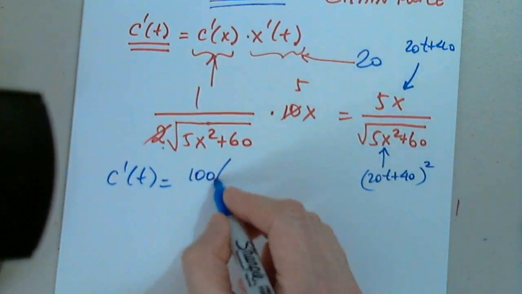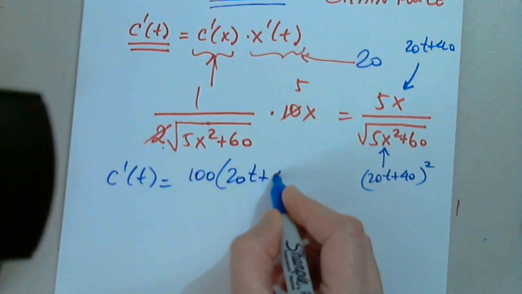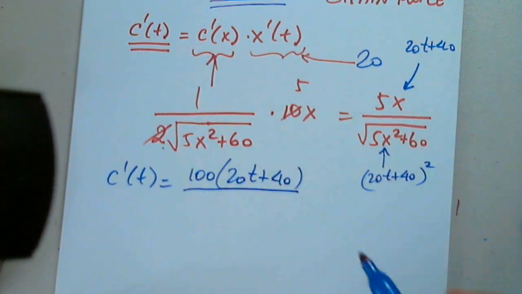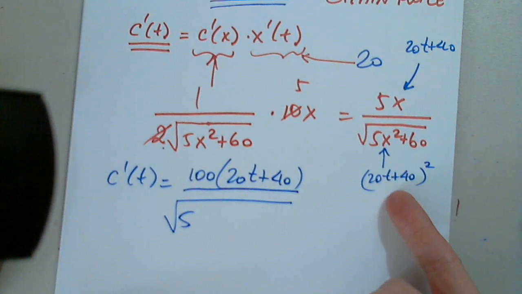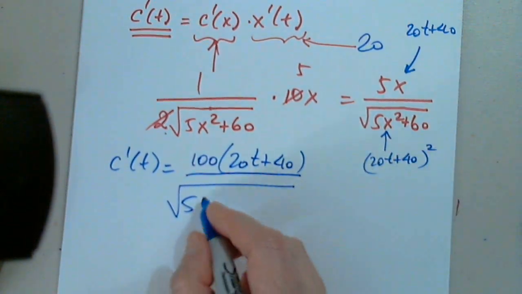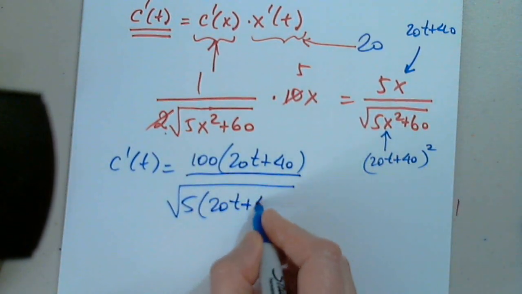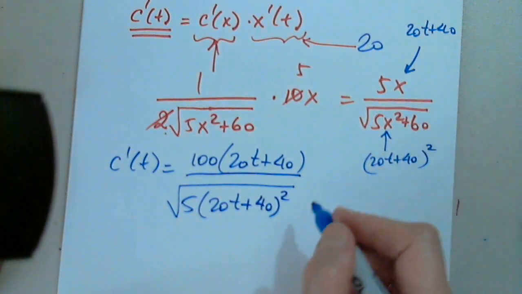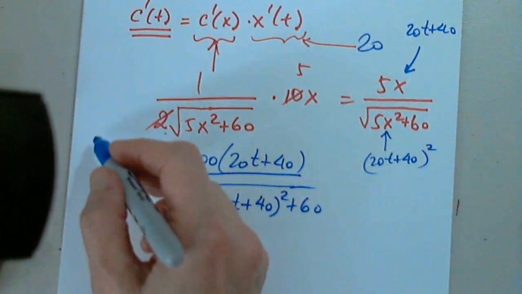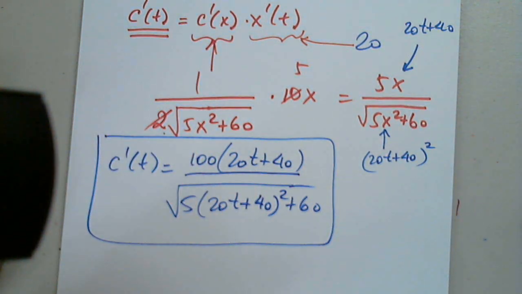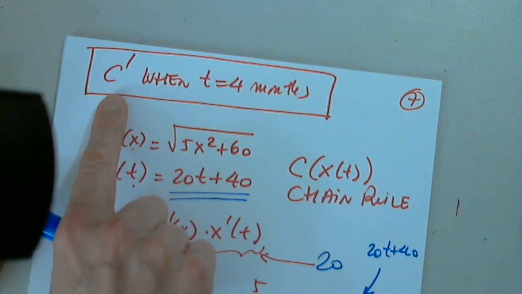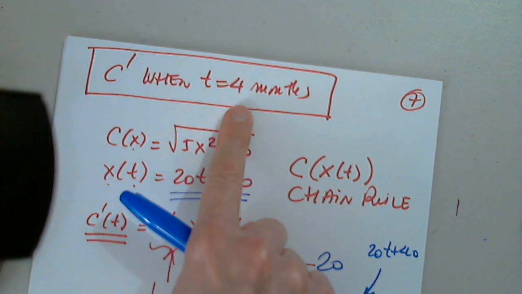I copy that. 20t plus 40, everything over the square root of 5. This square, don't square it, leave it alone. 20t plus 40 squared plus 60. Yes, we had a lot of work here. Only now I can determine c prime when t is 4.